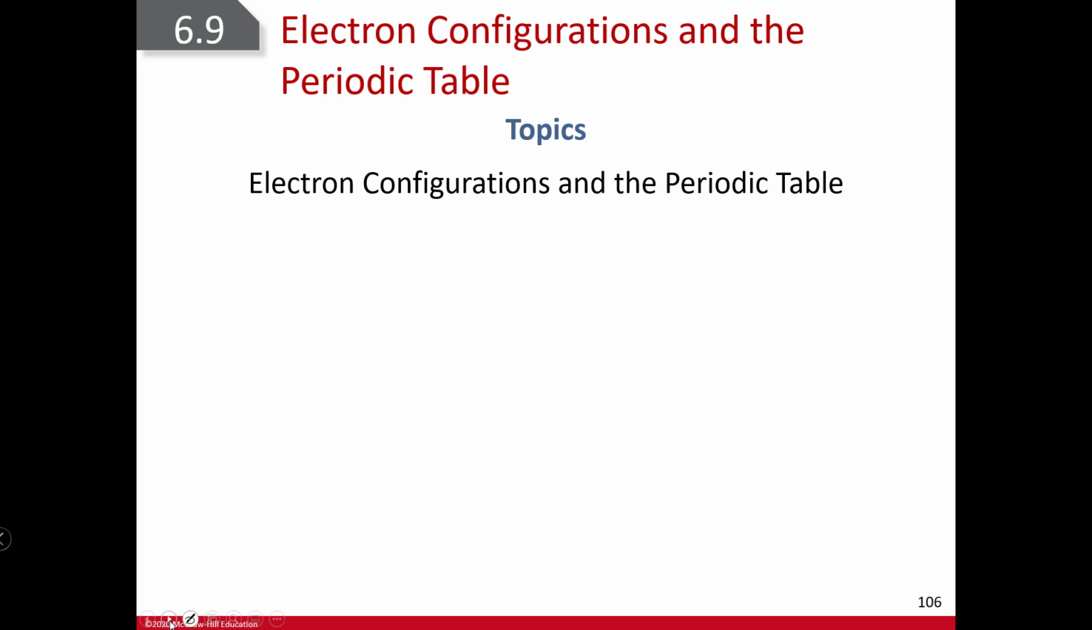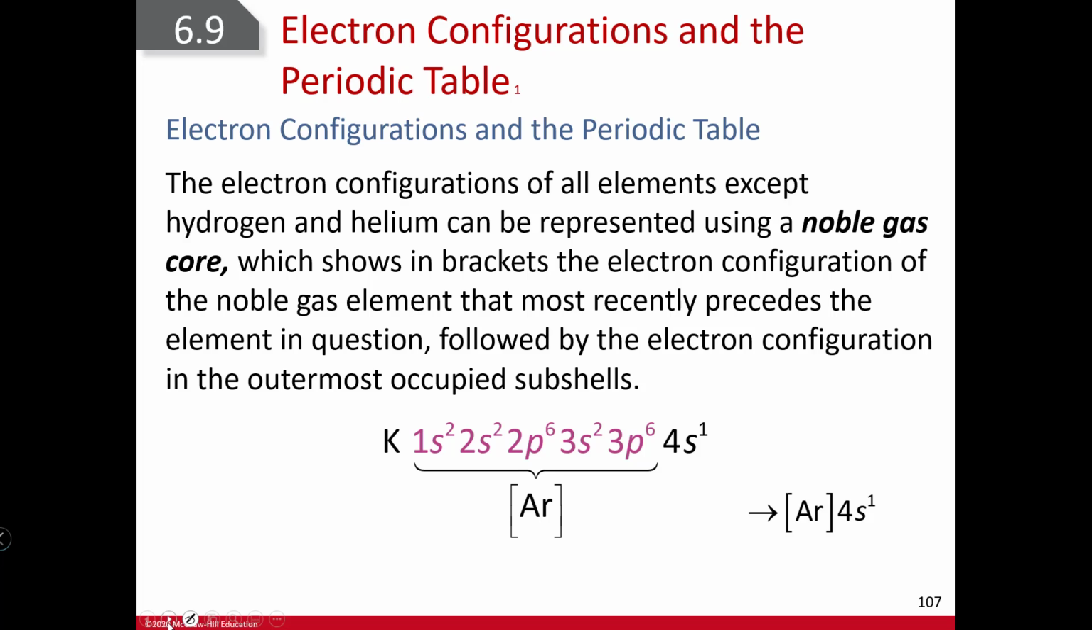All right, electron configurations in the periodic table. So what you're going to use to do the rest of this chapter is the periodic table. And another thing that we're going to be using is there is a shorthand way of writing electron configurations called the noble gas core. So sometimes your problem asks you for the full electron configuration, and sometimes you can get away with the noble gas core.